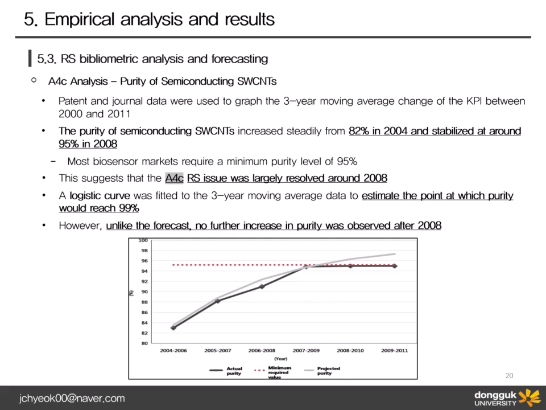As shown in the graph, the purity of semiconducting SWCNTs increased from 82% in 2004 and stabilized around 95% by 2008. Since most biosensor markets require a minimum purity of 95%, this indicates that the RS issue related to A4C was largely resolved by 2008. Additionally, a logistic curve was fit to the 3-year moving average data to predict the year when 99% purity would be reached. However, in contrast to the forecast, the purity level did not improve further after 2008.